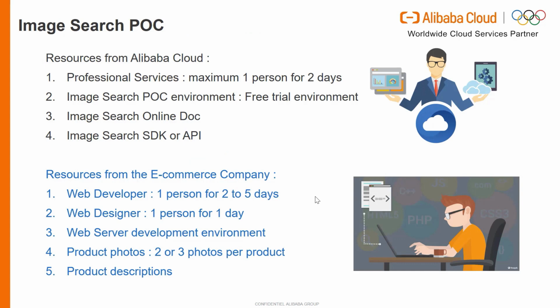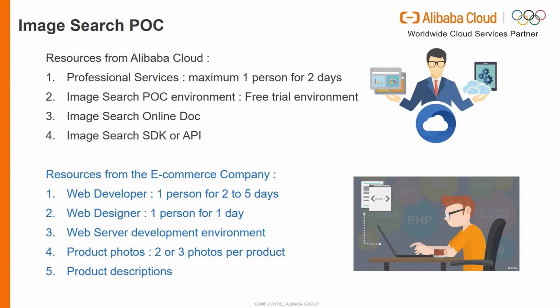Image search proof of concept is very simple in general. You may not need professional services from the Alibaba Cloud side. If you have followed all the steps we have explained in the webinar, you will need a POC environment, and a free trial environment can do the job. And you may need the image search online documentation, and you can download the image search SDK or use the API directly. On your side, you may need one web developer for 2 to 5 days to develop the web server side, and a web designer if you want to do a nice job for the mobile application.